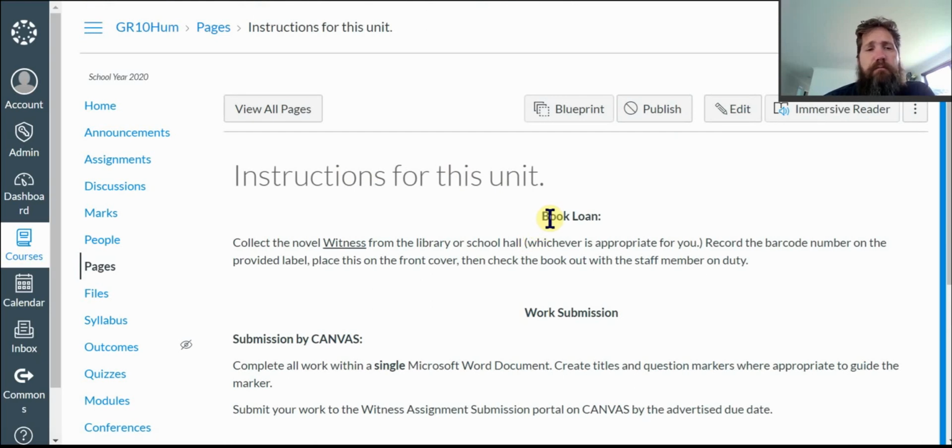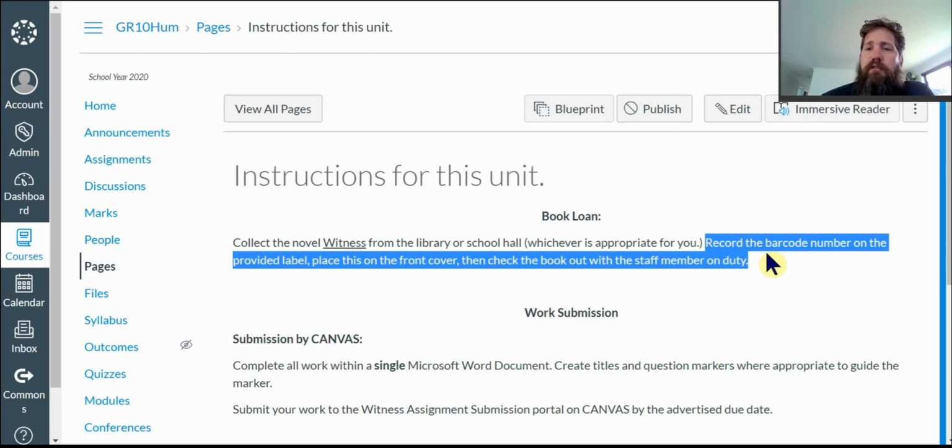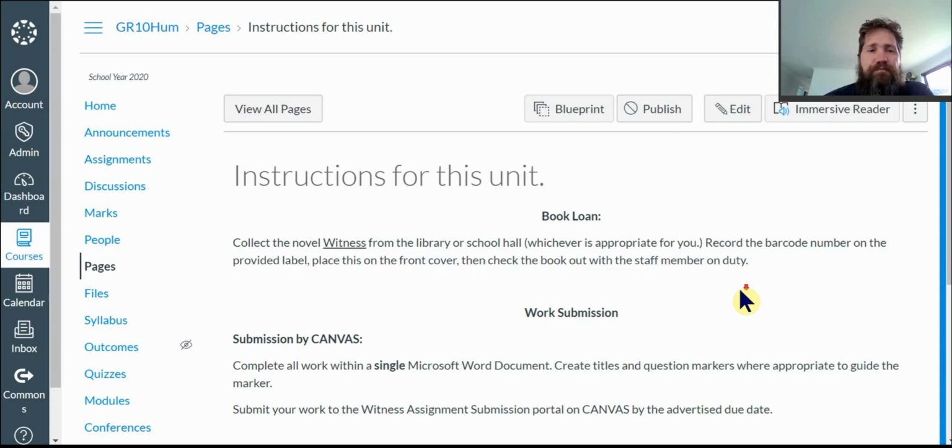So first of all, book loan. You'll be collecting the novel from the school hall and teachers or staff will be available to help you book that out. Please remember to record the barcode number on the provided label. Place that on the front cover, then check the book out with the staff member on duty.